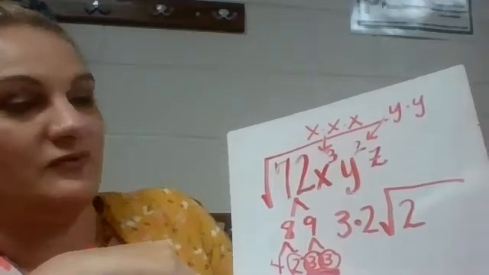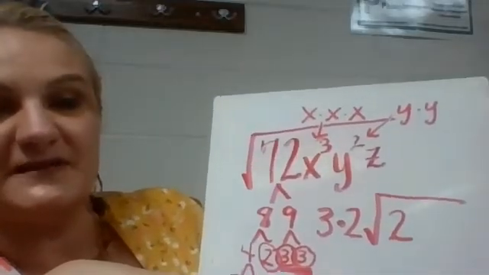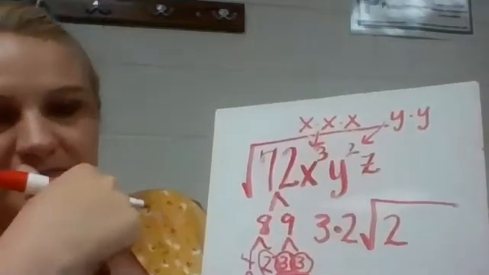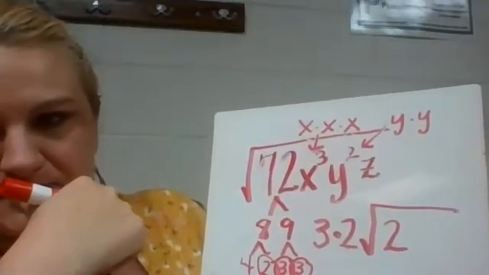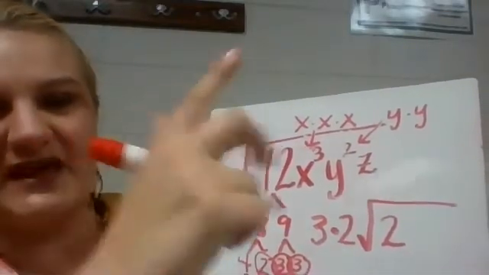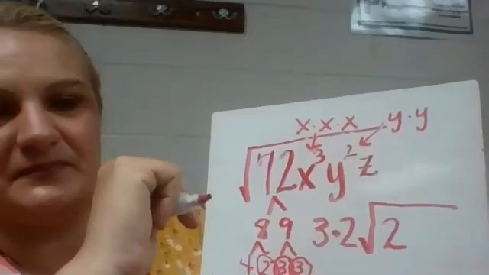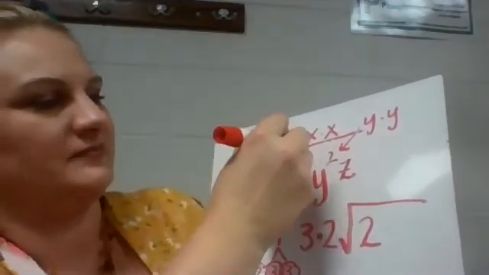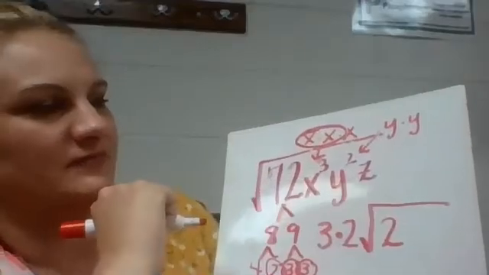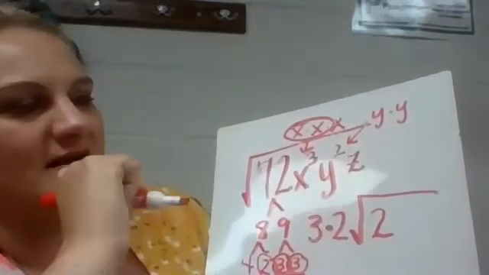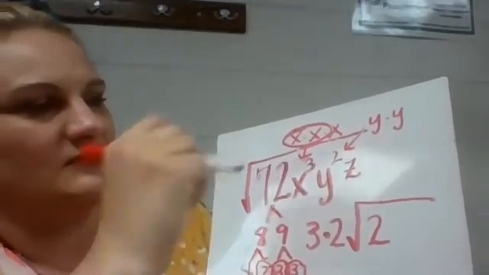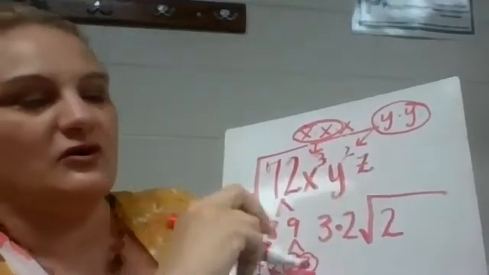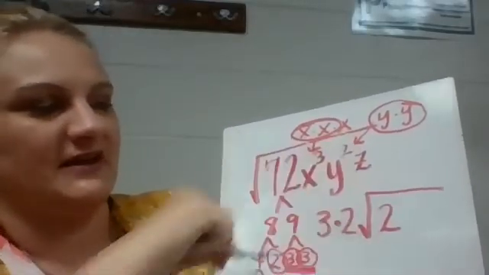So remember, you're only pulling out the dates, right? How many dates are in x cubed? Remember, they have to be a pair. We have 1 date that can come out. How many dates do we have in our y's? 1. Okay. Who is left over that doesn't have a date?